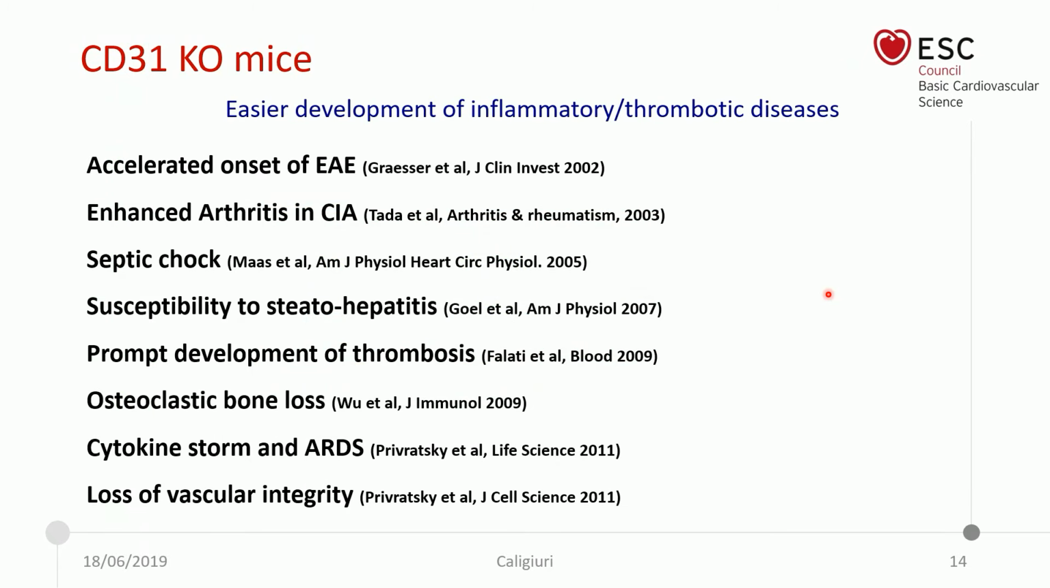And with the CD31 knockout mice, the first experimental works came up. What we found was that any inflammatory model, or even thrombotic model, here, were exaggerated. In the absence of CD31, you have exaggerated inflammation. You have exaggerated aggregation of the platelets.